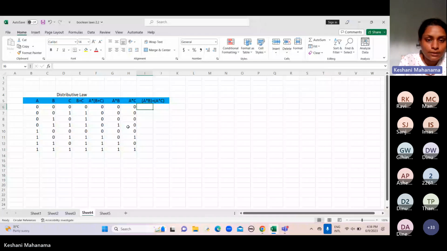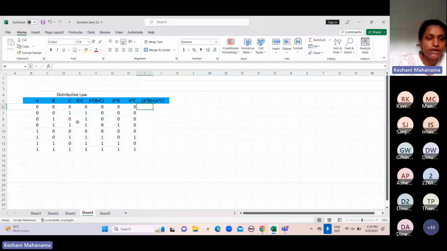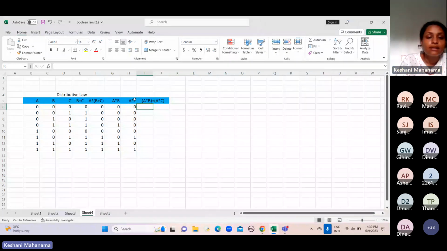And for the values of a into b plus a into c, I have separately taken these two values into two different cells. A into b: 0 into 0 is 0, 0 into 0 is 0, 0 into 1 is 0. Likewise, I have taken the values for a into b. And also I have taken values for a into c, like 0 into 0 is 0, 0 into 1 is 0. Likewise.